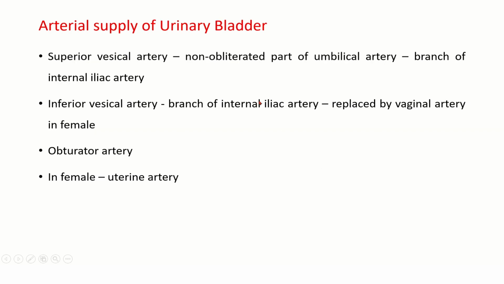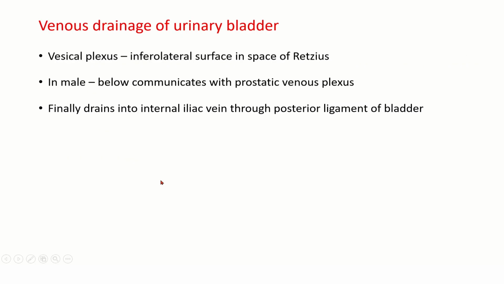So, arterial supply of the urinary bladder. The superior vesical artery, which is the non-obliterated part of the umbilical artery, is a branch of the internal iliac artery. So this is for your next entrance. Then the inferior vesical artery, a branch of the internal iliac artery, will be replaced by the vaginal artery in case of female, and the obturator artery will also supply the urinary bladder. In female, there is an additional uterine artery supplying the urinary bladder.